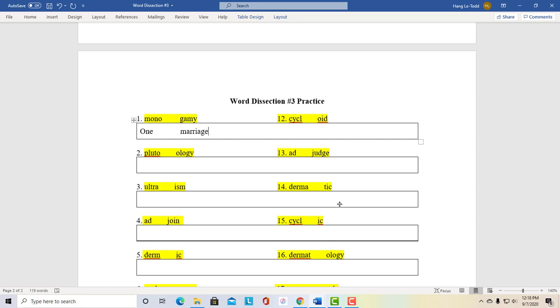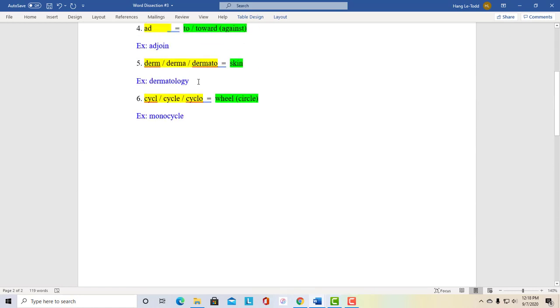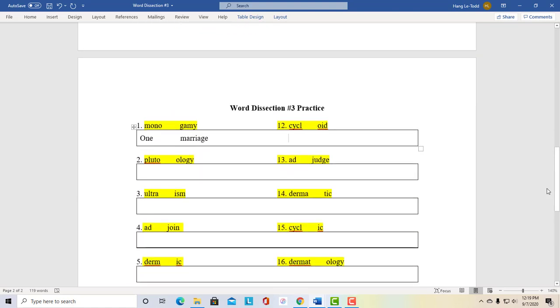And then I'm going to go ahead and space over to number 12. We've got cyclo and oid. So cyclo, is that a word from this week? Yes, it is. As a matter of fact, it means wheel or circle. I'm just going to pick wheel. So I'll type in the word wheel there.